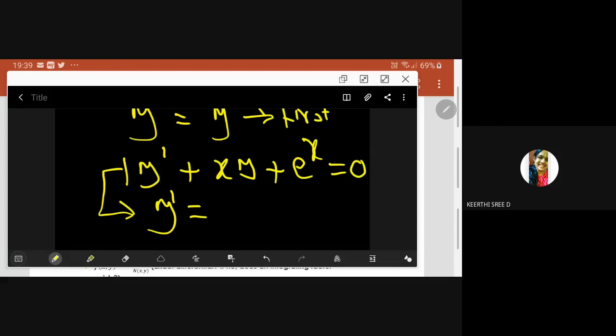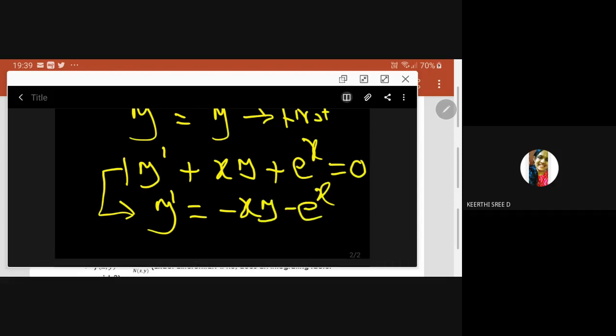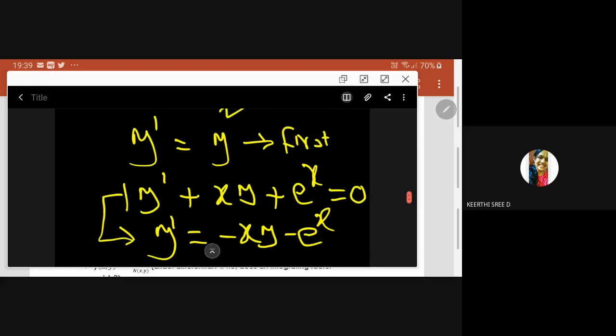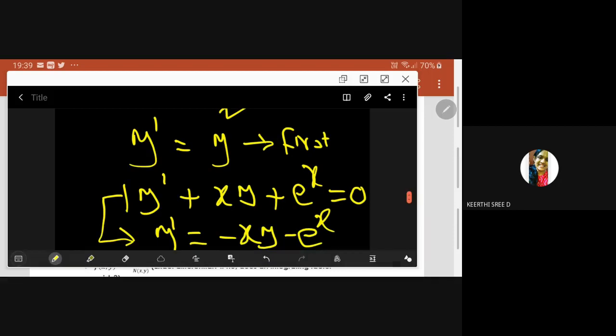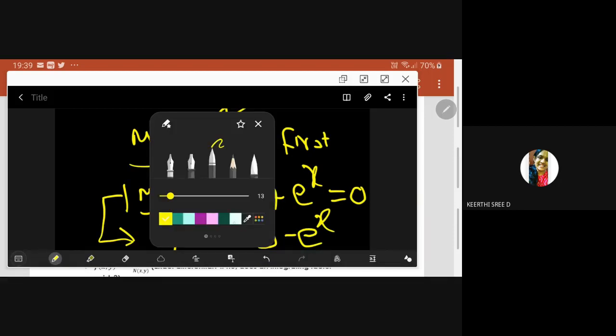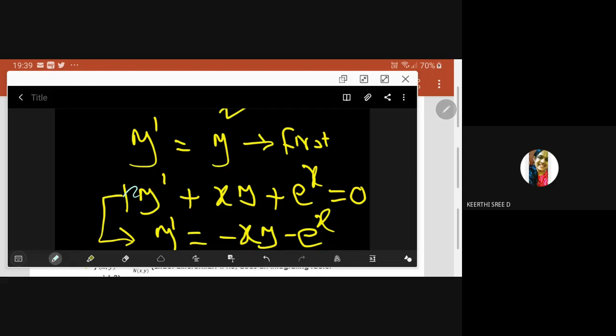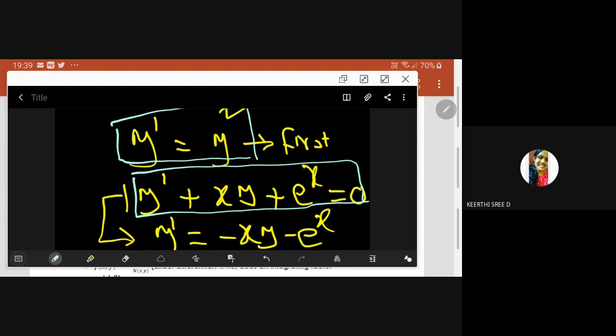y dash is equal to minus xy minus e power x. So see here, we need not rewrite the first one, because both these equations, this equation as well as this equation, are first order. We are talking about the first order differential equation only.